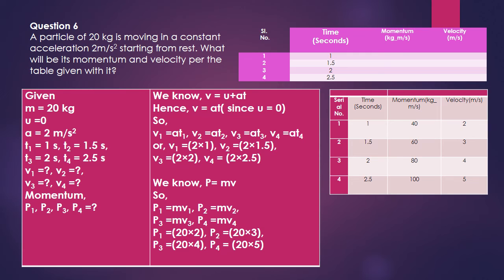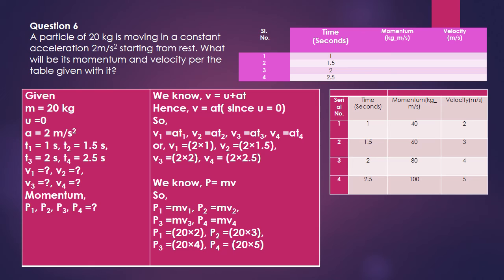So we have to find the velocity in 4 scenarios, which are v1, v2, v3 and v4, and also the momentums, which are denoted p1, p2, p3 and p4. Today we learned a new formula, v equals u plus at: final velocity equals initial velocity plus acceleration into time. Since it is starting from rest, u is 0, so the formula becomes v equals at. If you put in the values of a and t from the question, we'll get the velocity in the 4 scenarios.